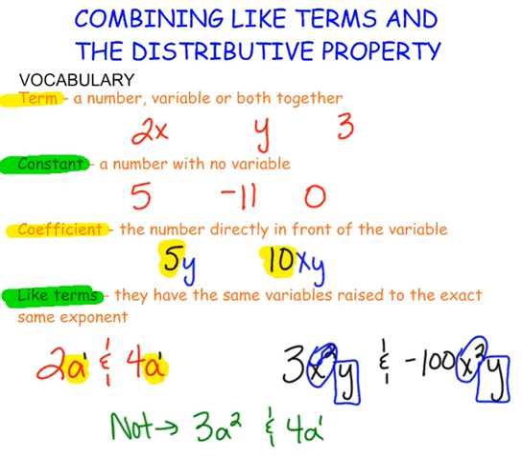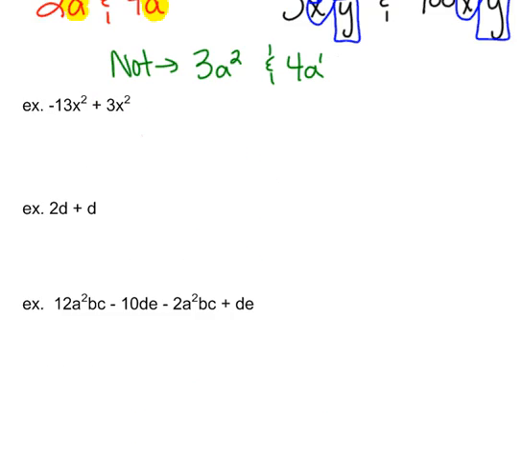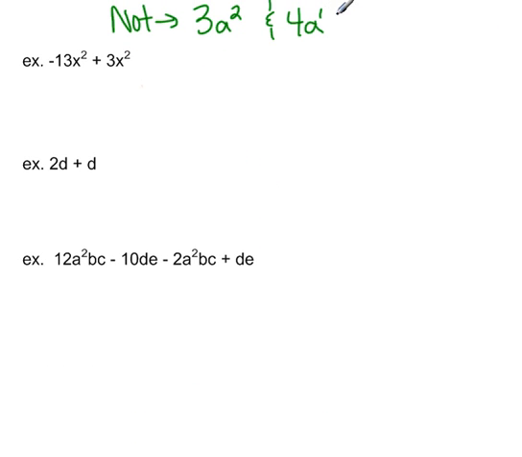So let's talk about what you do if you have like terms. What's the next step? We're going to combine them. Let's look at a couple examples. In this first example, I have -13x squared plus 3x squared. Now, my question to you is, are they like terms? I hope you said yes, because I'm noticing they both have an x squared in each term. So these are like terms.